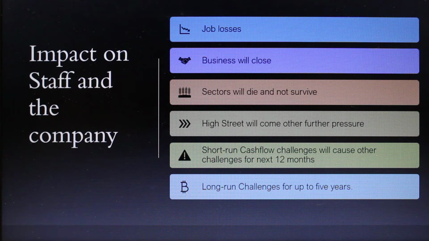So we're looking at the next 12 months to have the challenges still exist, as even with the government support, it's going to take a while to feed through the system. And in the long run, we might take up to 5 years to recover due to the implications of this situation.